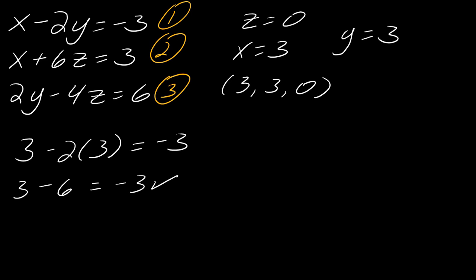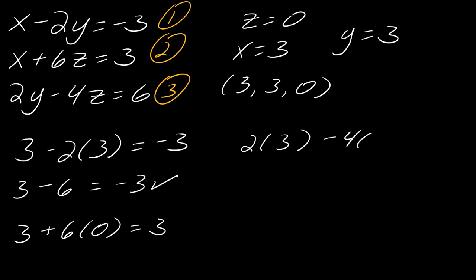So now moving on to the next one. So this is going to be 3 plus 6 times 0. So we can tell just by looking at that that number 2 is going to check out. And then for the last one, this is 2 times 3 minus 4 times 0, and that does indeed equal 6. So we are all good to go with this one.